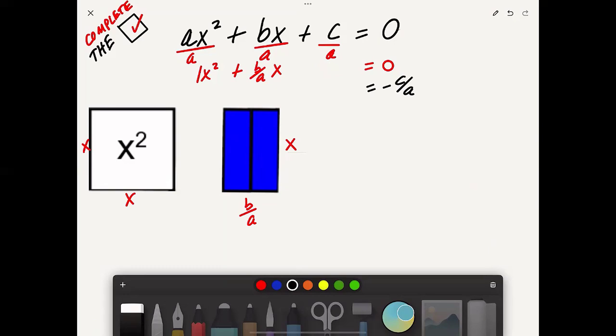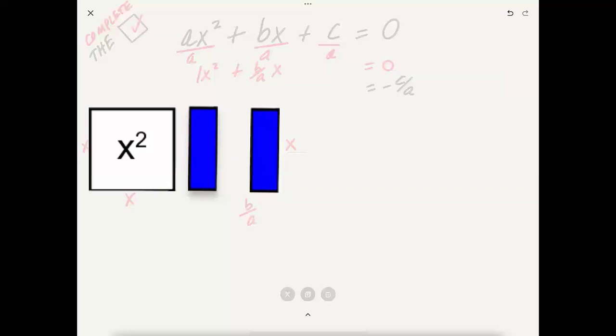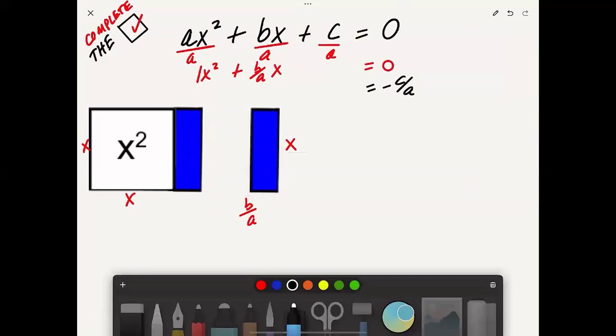From my prior videos, I showed you the process of completing the square. Basically, you take this rectangle, split it in half, and add one half of the rectangle here. Since we're taking half, the length of this side, which I want to be red, is going to be b over 2a. That's how you split that side in half. If it was b over a, now it's b over 2a.